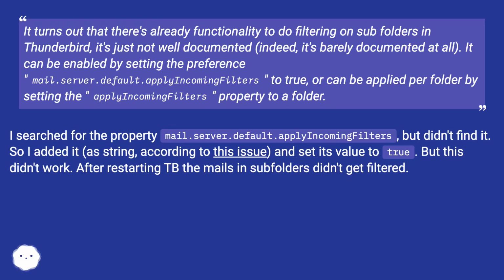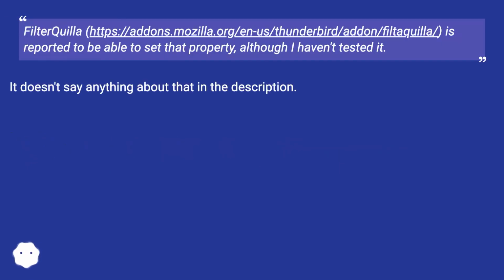I searched for the property mail.server.default.applyIncomingFilters, but didn't find it. So I added it as a string, according to this issue, and set its value to true. But this didn't work. After restarting TB, the mails in subfolders didn't get filtered. FiltaQuilla, this URL is reported to be able to set that property, although I haven't tested it. It doesn't say anything about that in the description.